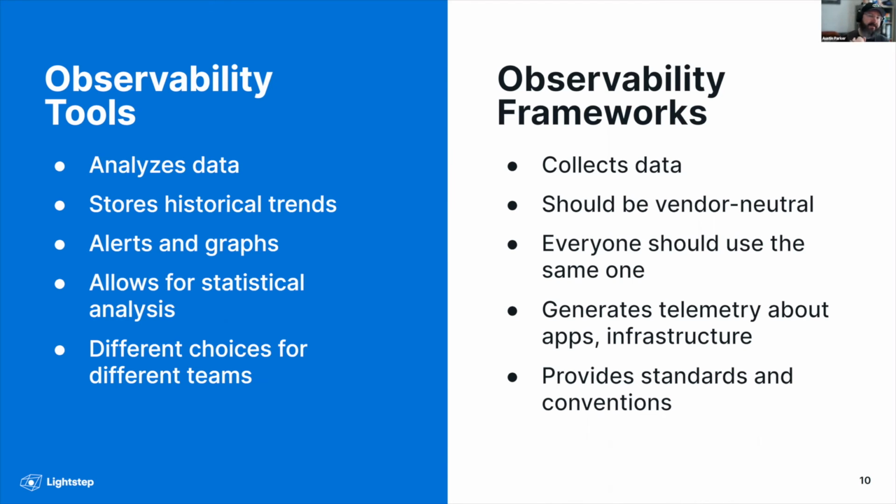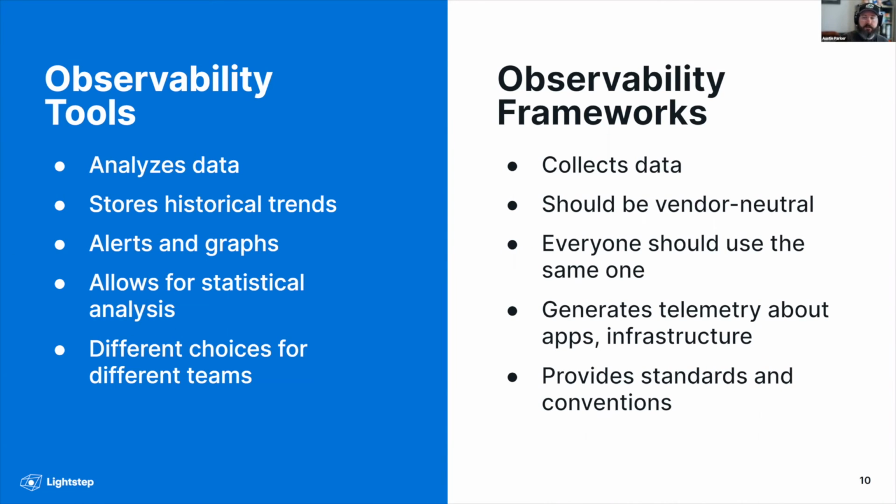One, it's the cultural changes you need to make in order to do what I just talked about, right? It's about democratizing access to data. It's about making sure that you have standards and standard ways of observing and monitoring systems. The other two parts are about tools and frameworks. Observability tools are tools that help you analyze data, look at historical trends in that data, alert and graph those data points, do statistical analysis on them, and different teams are going to have different choices for this.